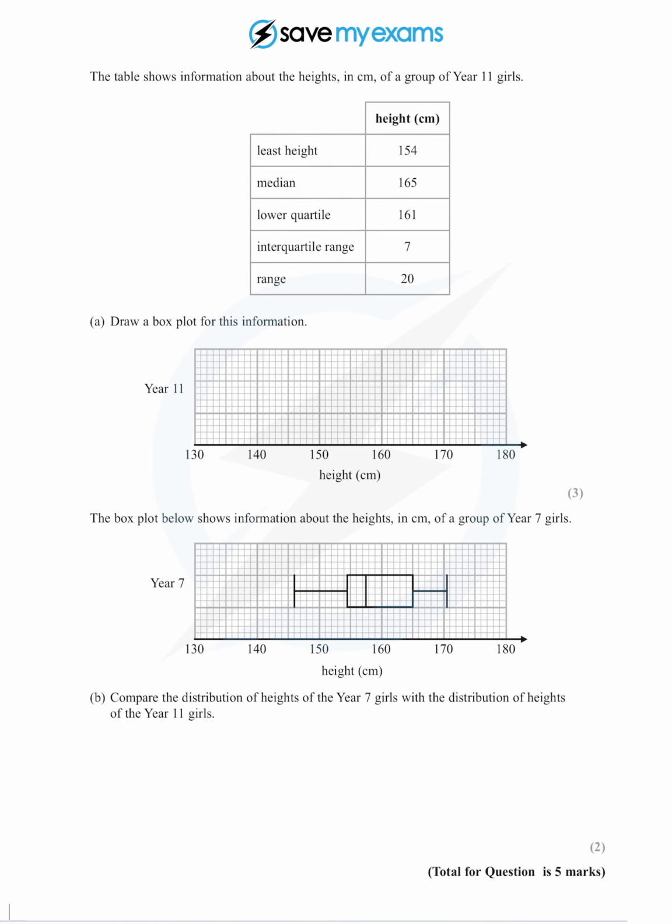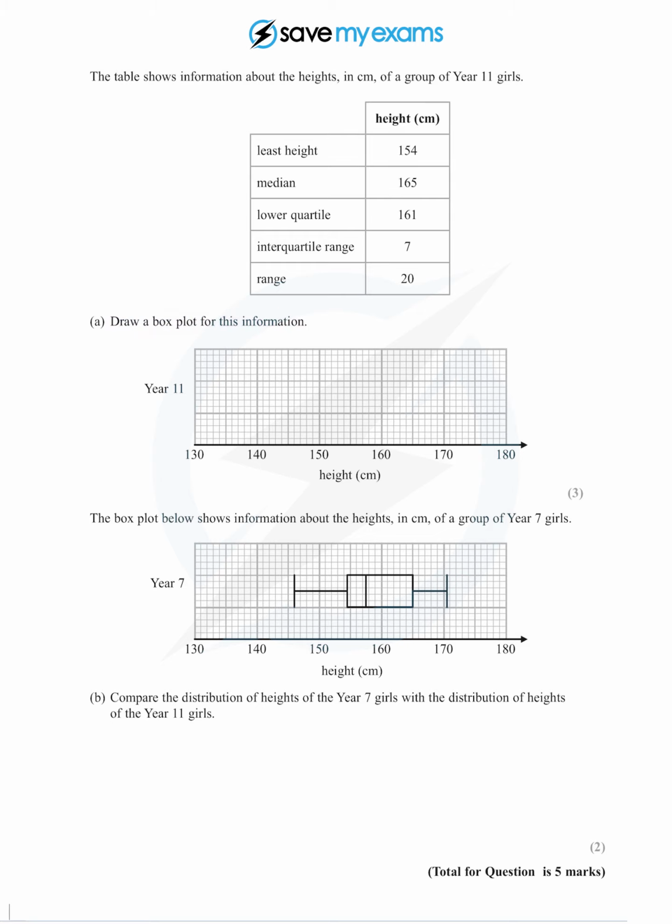Okay, so we have a table with information about the heights in centimetres of some Year 11 girls. And we're given, what are we given? The minimum, the least height. We're given the median, the lower quartile. Ooh, and we're given the interquartile range and the range. That's slightly unusual. I was expecting the upper quartile and the maximum, but never mind. We are asked to draw a box plot for this information.